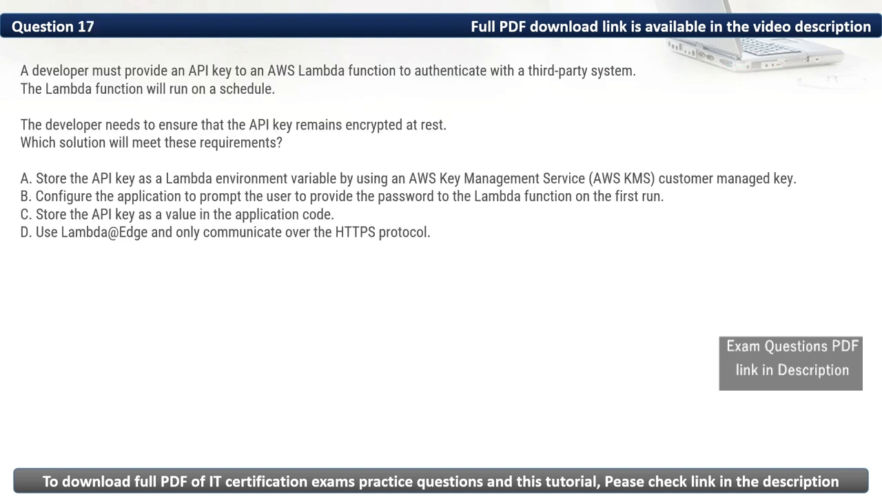Question 17. A developer must provide an API key to an AWS Lambda function to authenticate with a third-party system. The Lambda function will run on a schedule. The developer needs to ensure that the API key remains encrypted at rest. Which solution will meet these requirements?